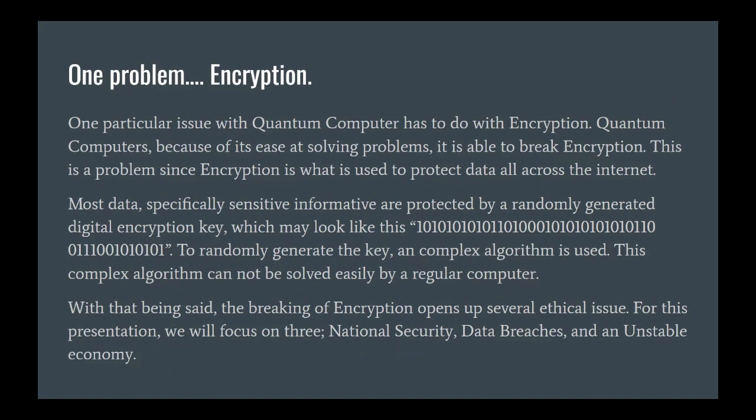So there's one problem with quantum computers, and that has to do with encryption. Because of its ease at solving problems, a quantum computer is able to break encryption pretty easily. And this is a problem because encryption is what is used to protect data all across the internet. In fact, most data, specifically sensitive information, is protected by a randomly generated digital encryption key, which looks like a long digit string, 1010. To randomly generate the key, a complex algorithm is used. This complex algorithm cannot be solved easily by a regular computer.